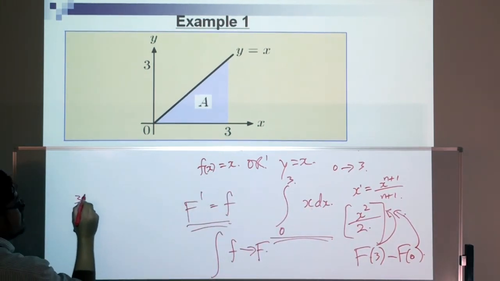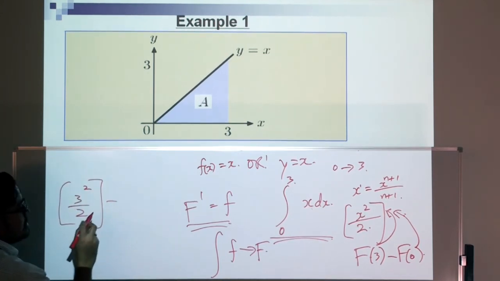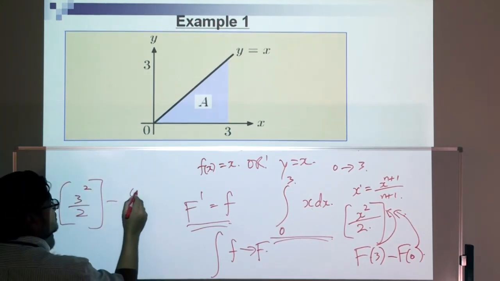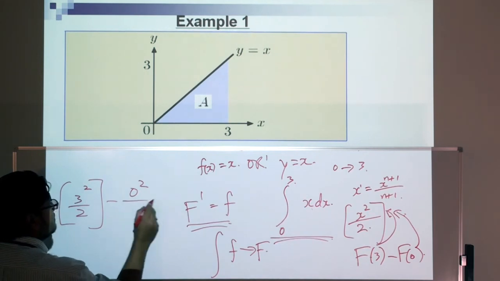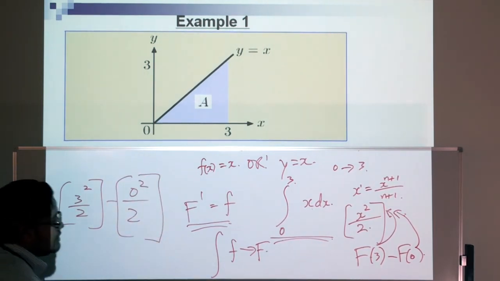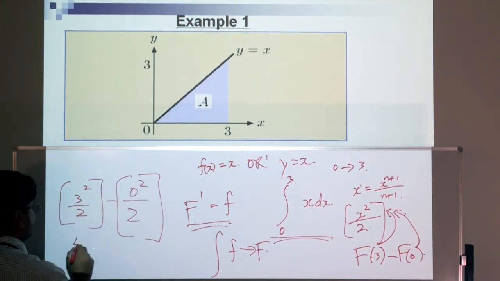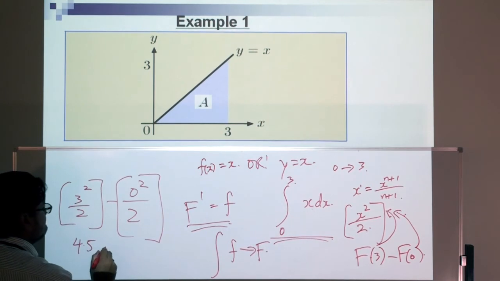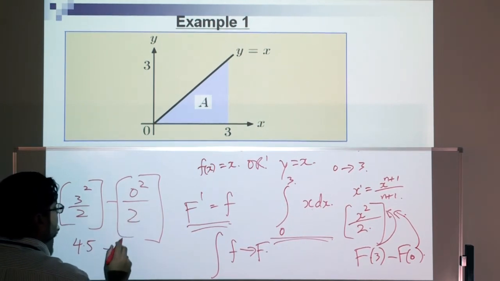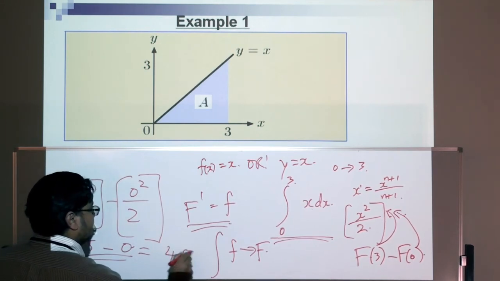Therefore, 3 squared over 2 minus 0 squared over 2. Okay. And what we get, 3 threes are 9, 9 divided by 2 is 4.5, minus 0 over 2, which is 0. So the answer is 4.5.